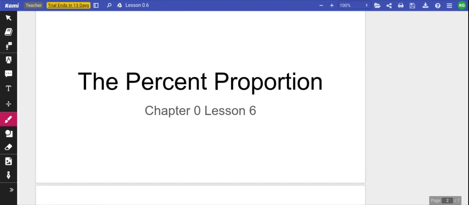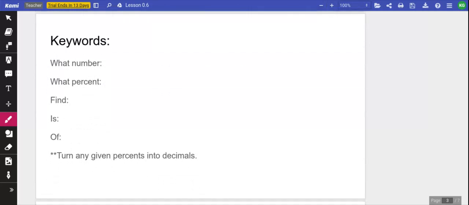Chapter 0, Lesson 6, the percent proportion. When we do this today, we are going to be looking for keywords in order to help us set up our equations. Whenever I see the words what number, I'm going to put an X. Or if I just see the word what, I'm going to put an X. When I see the keywords what percent, I'm going to do an X with an underline.